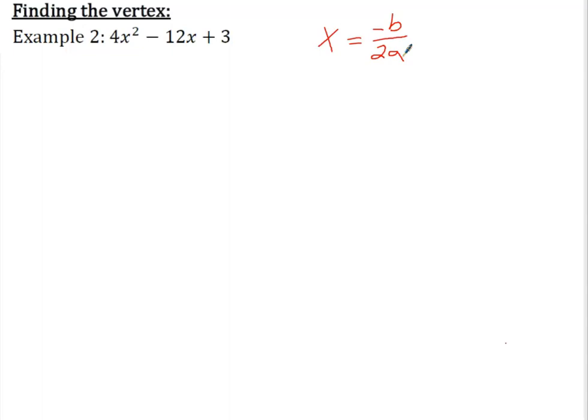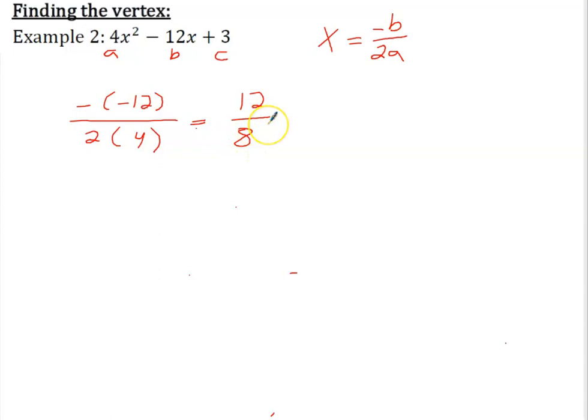Again, that's going to give us the x coordinate of our vertex, where then I'm going to have to plug in to find the y coordinate. So in this case, a is 4, b is negative 12, and c is 3. When I work through this, I'm going to do negative negative 12 over 2 times 4. So that's going to be 12 over 8, which I can simplify to be 3 over 2.